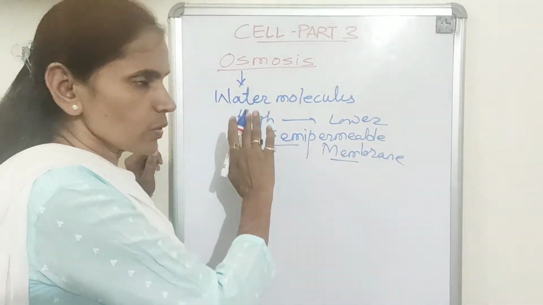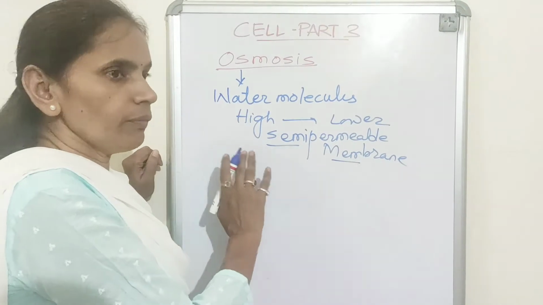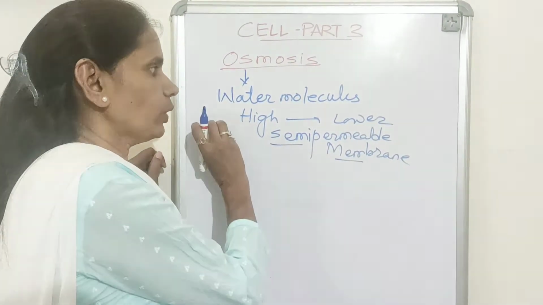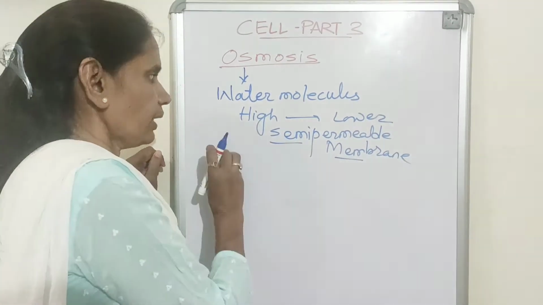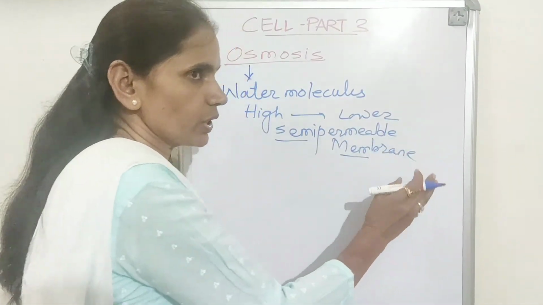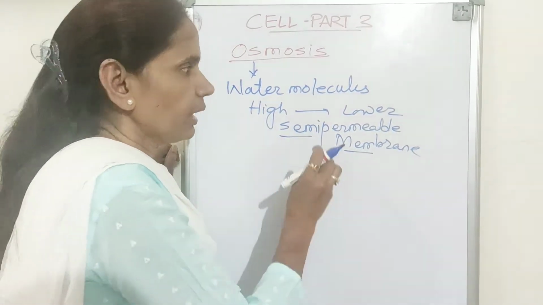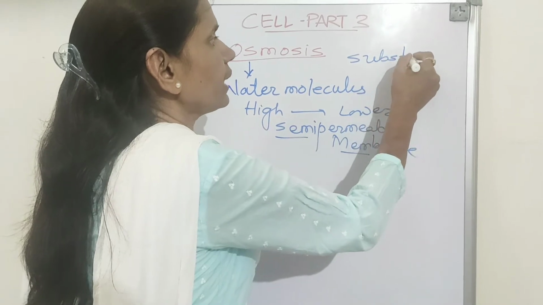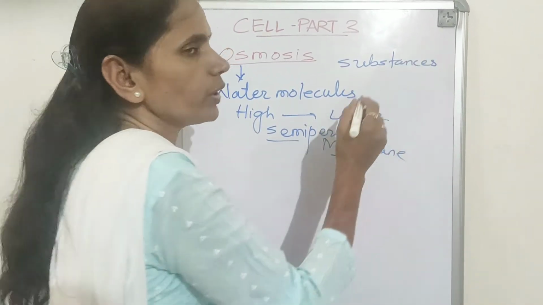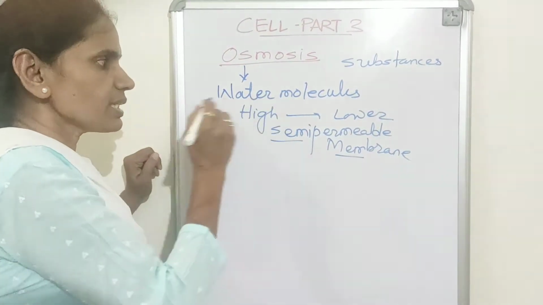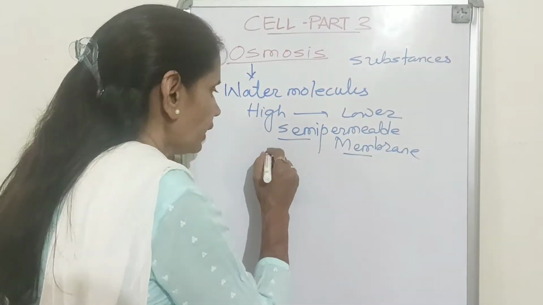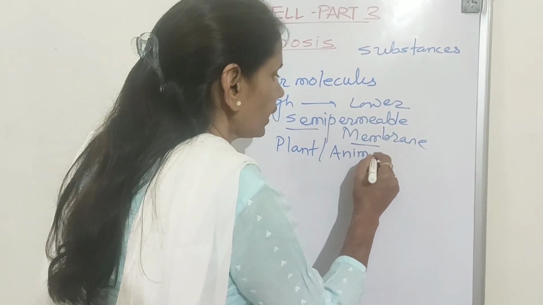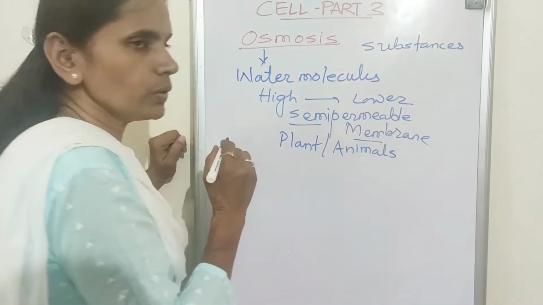In this process of osmosis, the law of diffusion similarly applies. That means the movement of water molecules is carried out from higher to lower concentration of water. But here it is also affected by the amount of substances dissolved in the water. This can be explained by suspending a plant cell or an animal cell in three different kinds of suspensions or solutions.